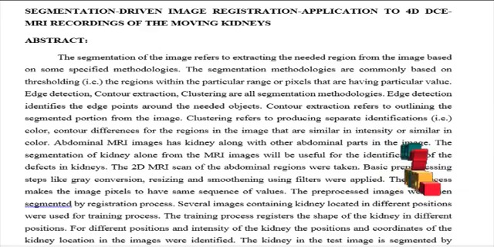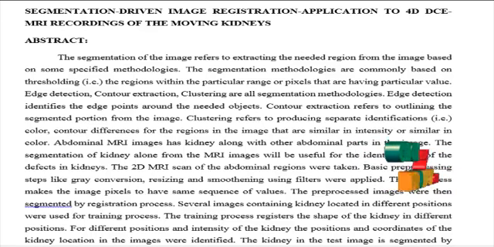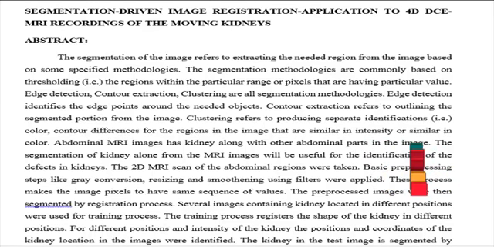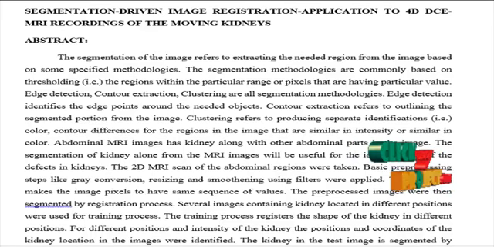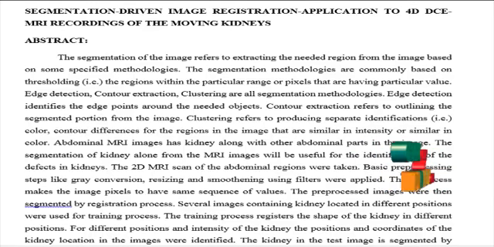The segmentation methodologies were commonly based on thresholding, that is, the regions within a particular range or pixels having particular values. Edge detection, contour extraction, and clustering were all common segmentation methodologies. Edge detection identifies edge points around the needed objects. Contour extraction refers to outlining the segmented portion from the images. Clustering refers to the production of separate identifications, colors, or contour differences for the regions in the images that are similar in intensity or similar in color.